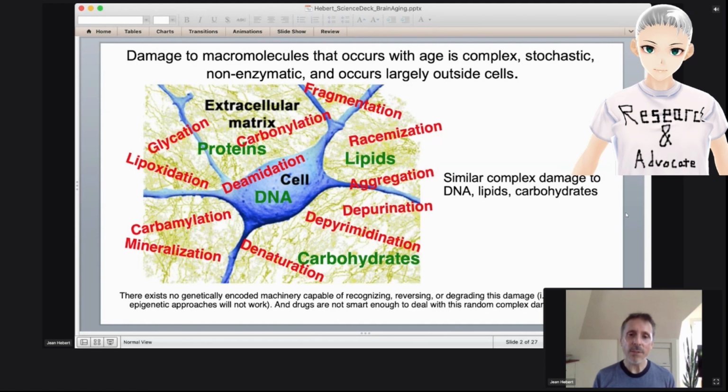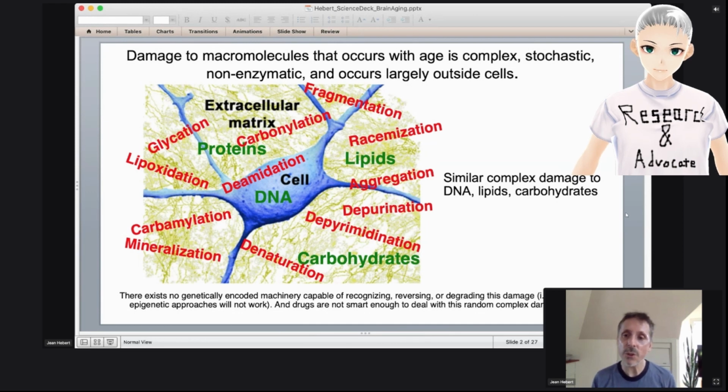So a lot of the focus on cellular processes, with the epigenome, with mitochondria, with genetic reprogramming, et cetera, might make the cells perform better and the organs overall do better. But the bulk of aging that's occurring outside of cells is complex, it's stochastic, and it's not enzymatically driven, and it cannot be enzymatically fixed. So there are no genes encoded in our genomes that can address this damage.